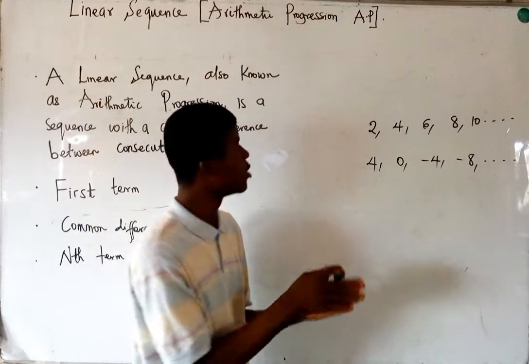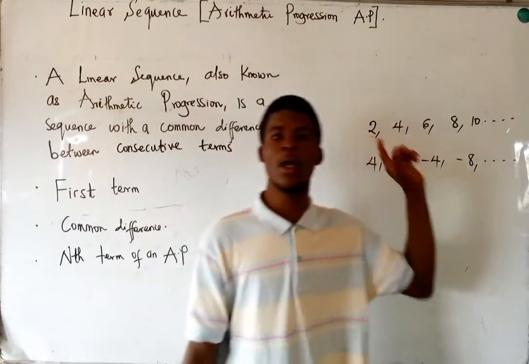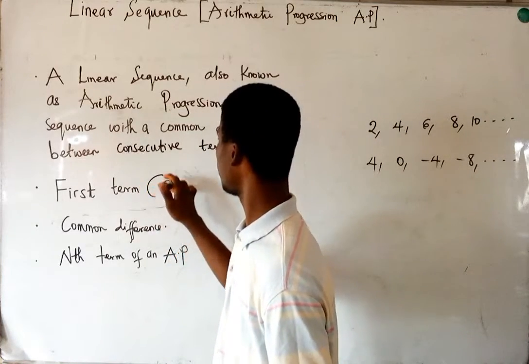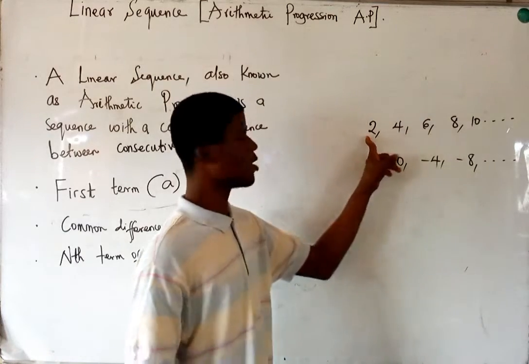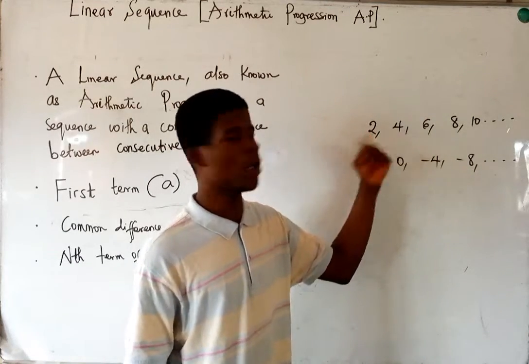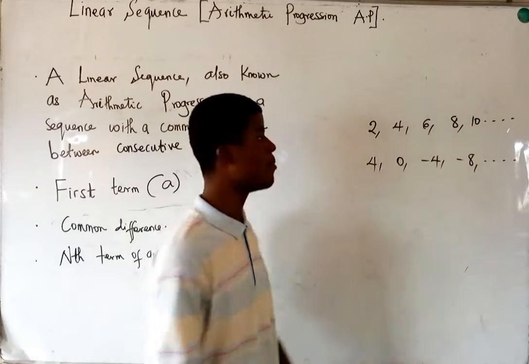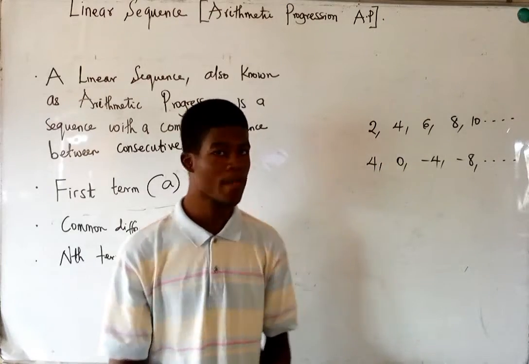which I just told you is a common difference. So let's see. This is the first term, 2. So the first term in an AP is denoted by A. That's the symbol for the first term. So 2 here stands for the first term. 4 is the second term. 6 is the third term. And the sequence continues that way with its number of terms.